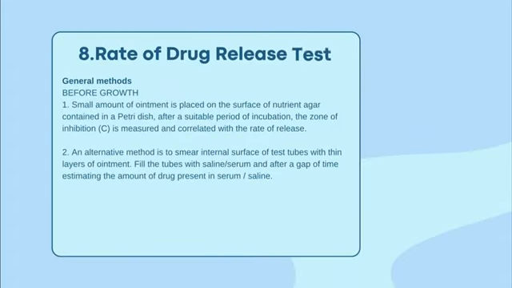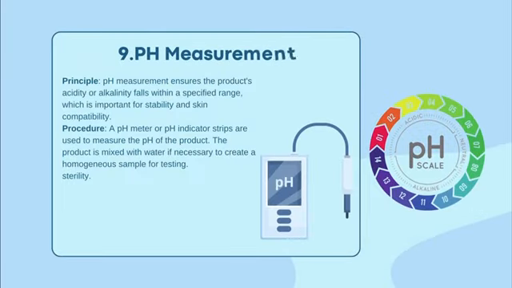8. Rate of drug release test. General methods: 1. A small amount of ointment is placed on the surface of nutrient agar contained in a petri dish. After a suitable period of incubation, the zone of inhibition is measured and correlated with the rate of release. 2. An alternative method is to smear the internal surface of test tubes with thin layers of ointment. Fill the tubes with saline serum and, after a gap of time, estimate the amount of drug present in the saline.